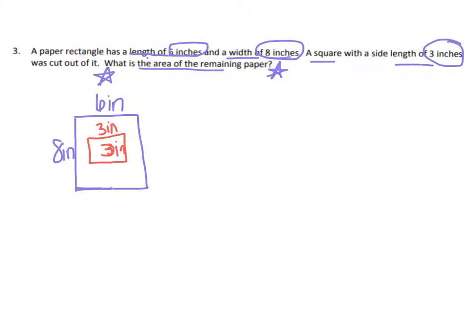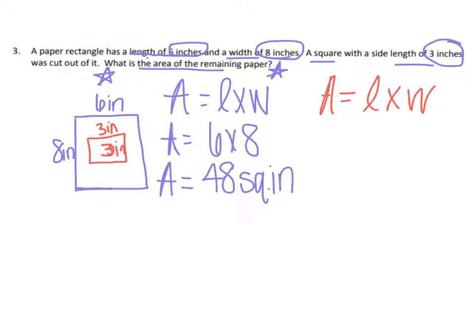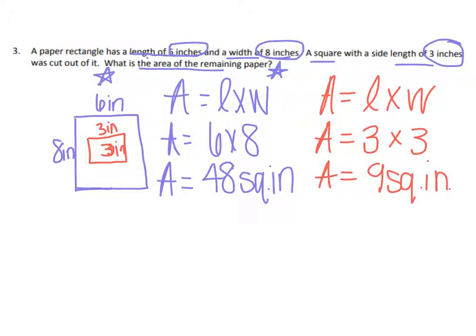So first I need to find out the area of the purple rectangle. So A equals length times width. A equals the length, which is 6, and the width, which is 8. A equals 6 times 8, which I know is 48 square inches. Now I need to find the area of the square, which is still going to be length times width. So A equals 3 times 3 inches, and 3 times 3 I know is 9. So I have 9 square inches.